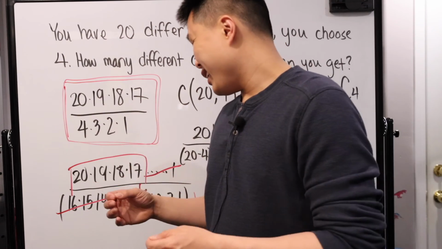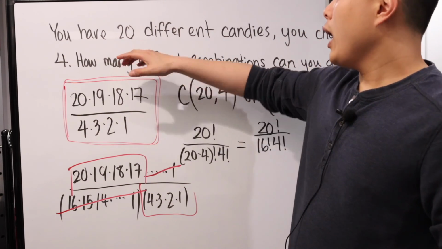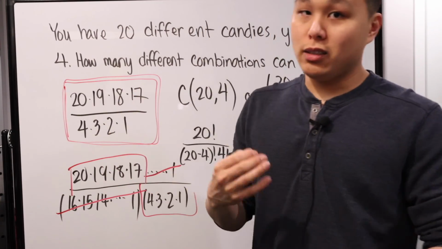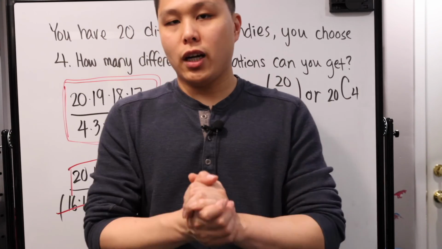Now, there could be more complicated problems than what I've shown you. Especially, notice this key difference: I said there's 20 different candies. Of course, if there's 20 candies and some of them are repeating, it gets more complicated. But hopefully, this clarifies the actual concept.